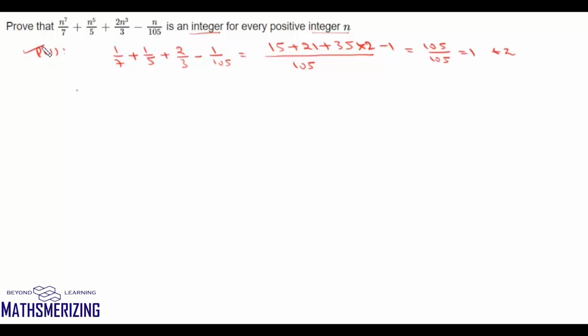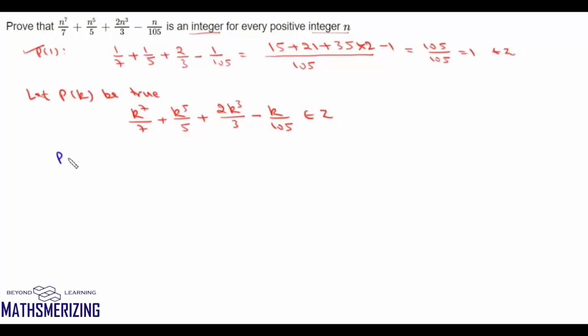Now the second step is, we'll let Pk be true. So let Pk be true. So that means k to the power 7 upon 7 plus k to the power 5 upon 5 plus 2k cube upon 3 minus k upon 105, and it is an integer. Now using this result, we need to prove that Pk plus 1 is true.